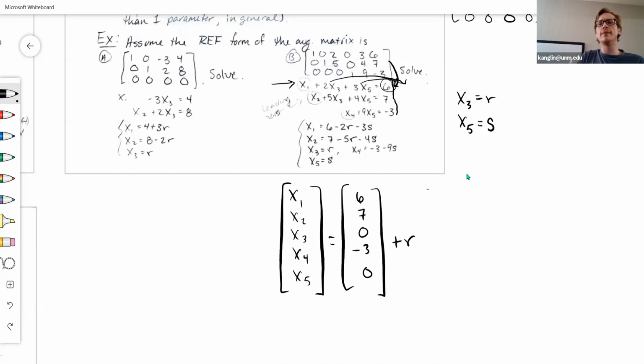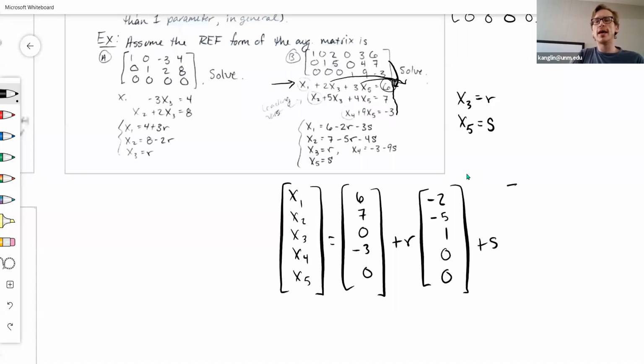plus r times negative 2, negative 5. This is a little different than before because we have 2 free variables. 1, 0, 0. Again, if this isn't quite clear, that's totally fine. We will do much more explanation of what I'm doing here once we've talked more about matrix operations. For now, I'm just, again, giving you that preview of what we're going to be doing with these solutions later.